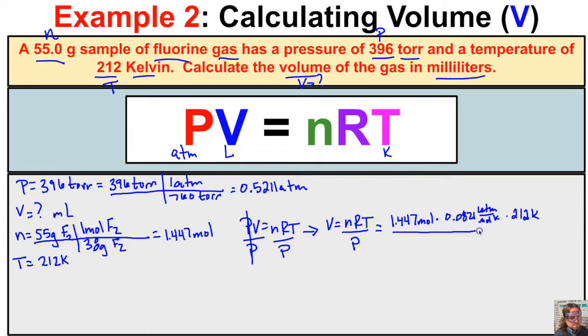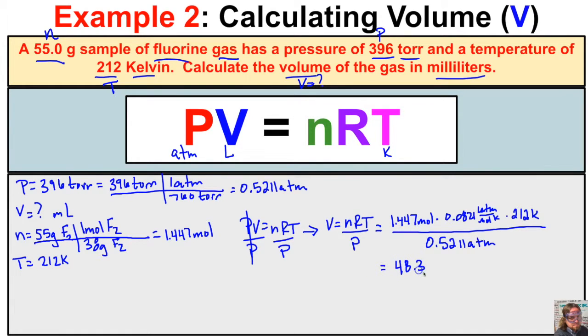And we're going to end up dividing this by the pressure, which it tells us right here is 0.5211 atmospheres. So now we get our calculator out. We take 1.447 times 0.0821 times 212, and we're going to divide this by 0.5211, and we end up with an answer of 48.3.